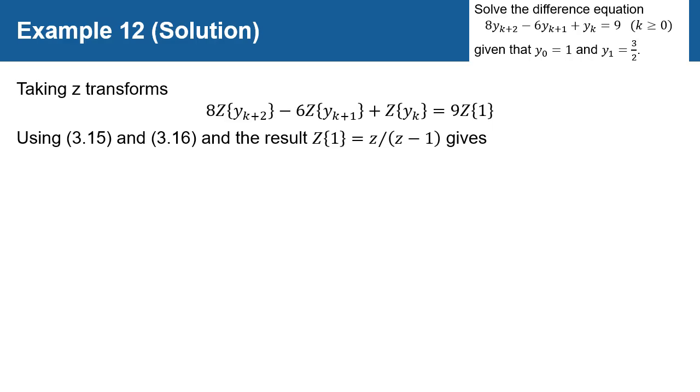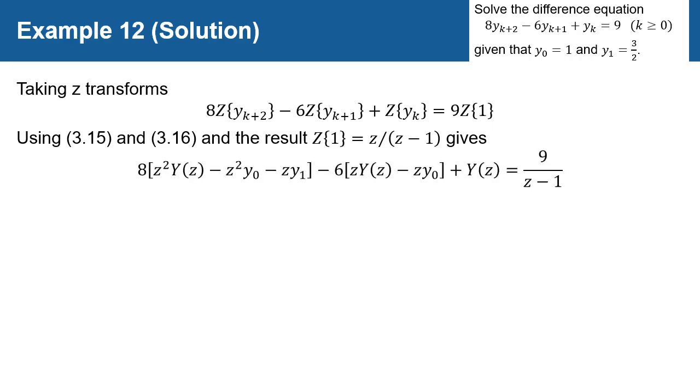Using 3.15 and 3.16, and the result that the Z transform of 1 is equal to z over z minus 1, gives us 8 times z squared Y of z minus z squared y0 minus z y1, minus 6 times z Y of z minus z y0, plus Y of z is equal to 9 over z minus 1. And then rearranging, combining like terms, we now have 8z squared minus 6z plus 1 times Y of z is equal to 8z squared y0 plus 8z y1 minus 6z y0 plus 9z over z minus 1.